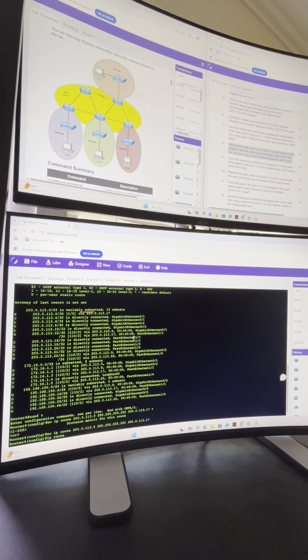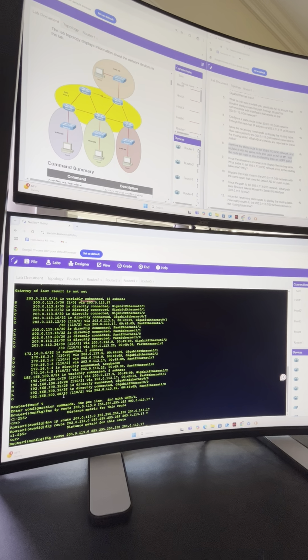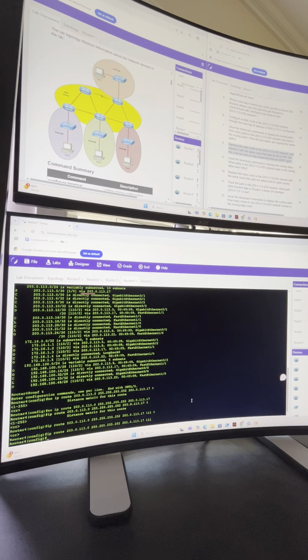and now we want to reconfigure it with a floating static route. ip route 203.0.113.0 slash 30-bit subnet mask, so 255.255.255.252. And we want to do a next hop of 203.0.113.17. And this time we want to specify right here the distance metric for this route. So we want to put in 111. All right, and hit enter there.